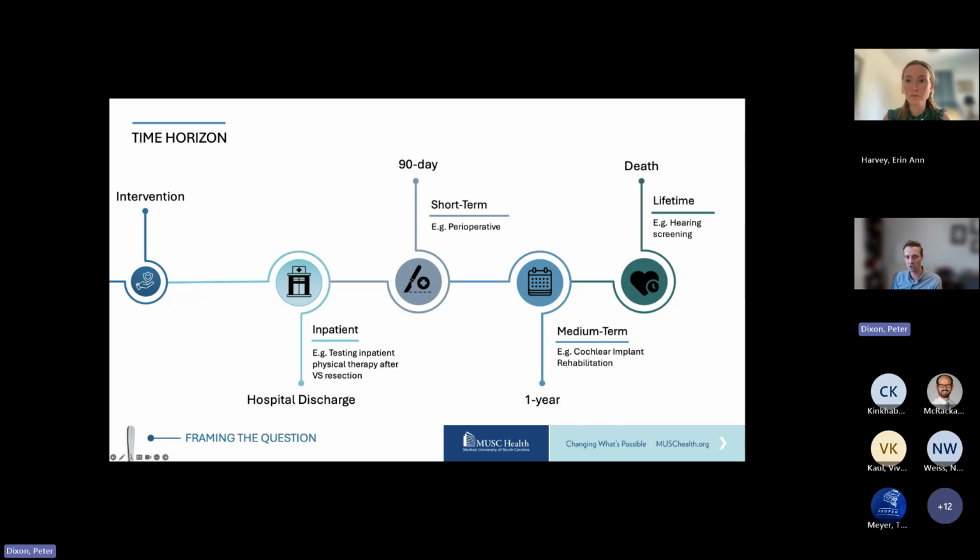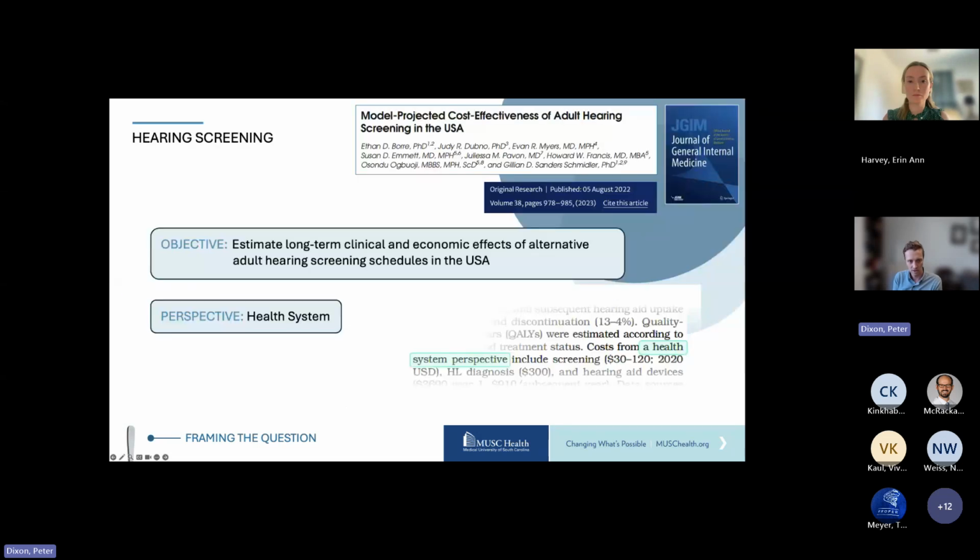But sometimes a shorter time horizon is more appropriate if you're thinking about something that might only affect an inpatient hospitalization, for example, or only affect perioperative outcomes. Then maybe a short-term outcome can be considered. But again, more oftentimes it's a lifetime time horizon.